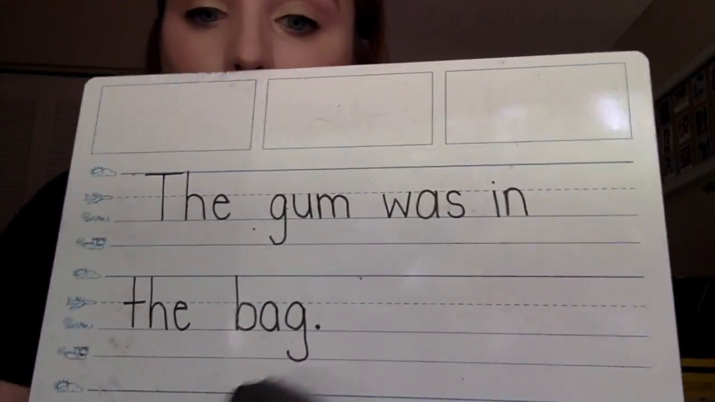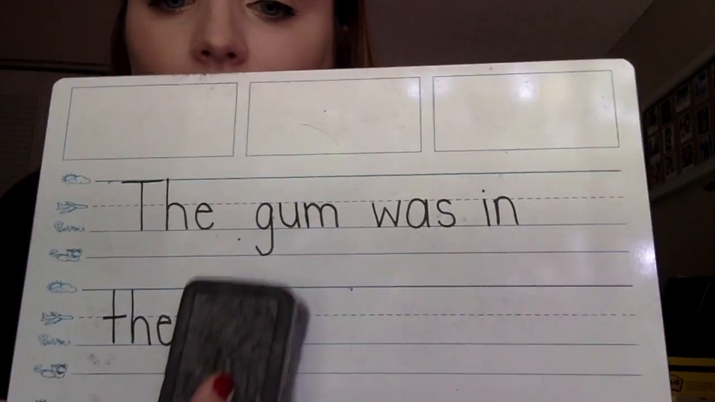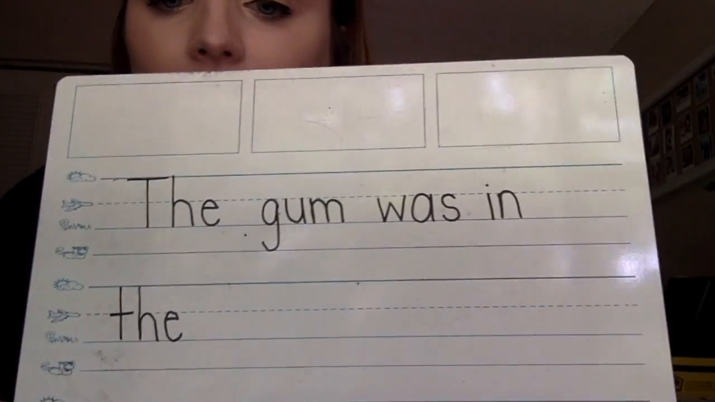So I'm going to erase bag. And I'm going to write the word box. And I'm going to sound it out. Watch. Box is a CVC word. B-ox. So what sounds do you hear? B. B. Good. What else do you hear?